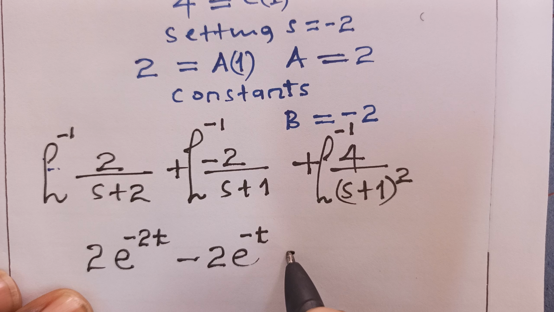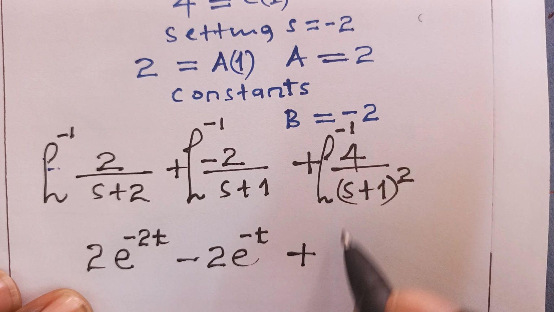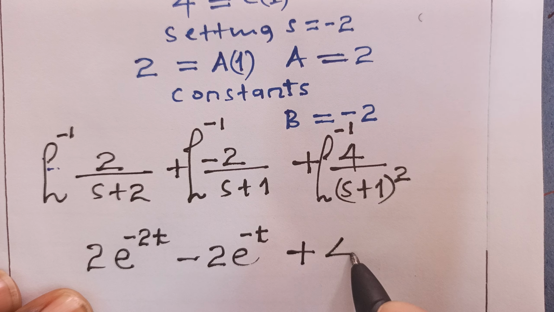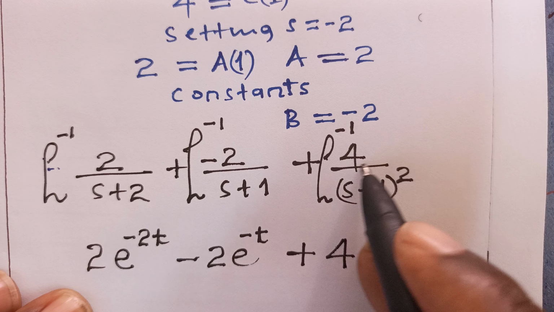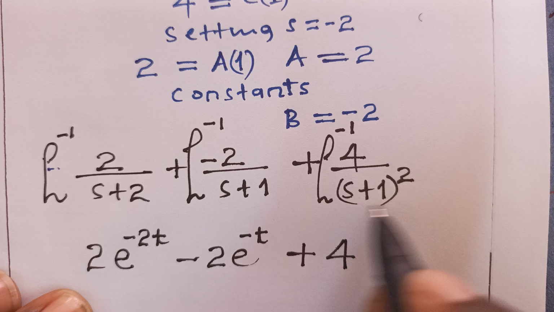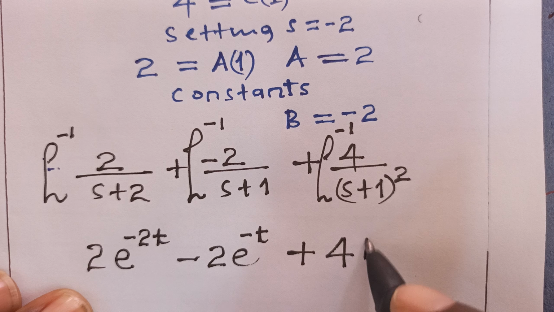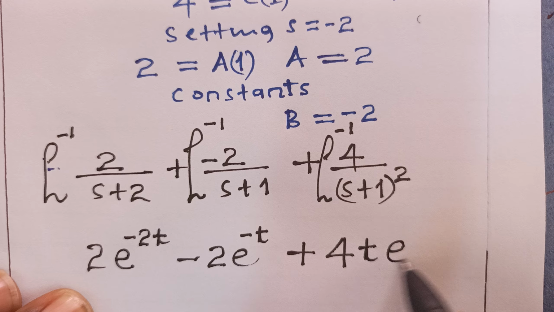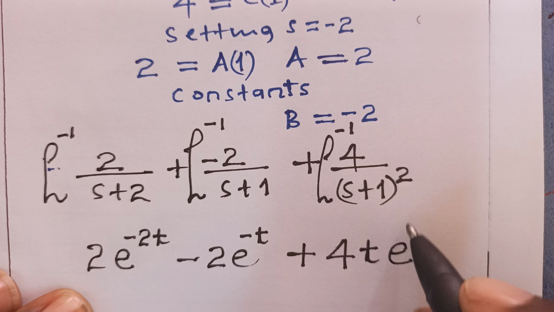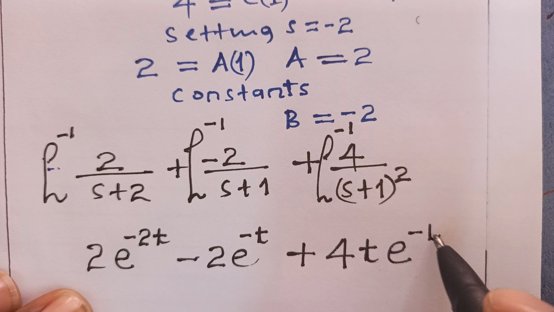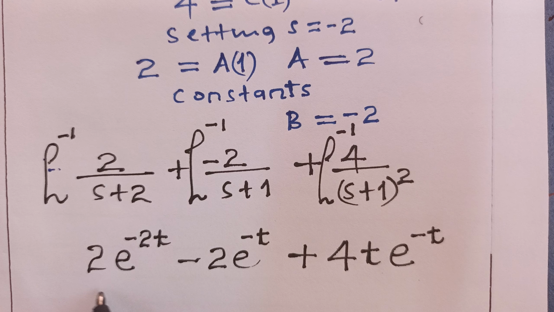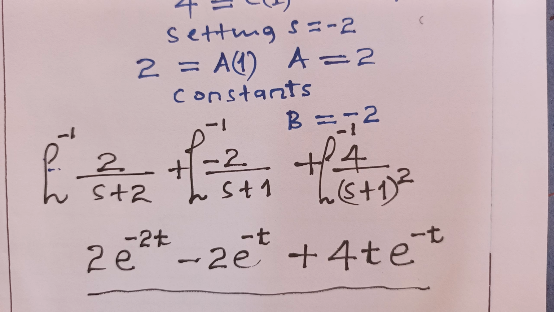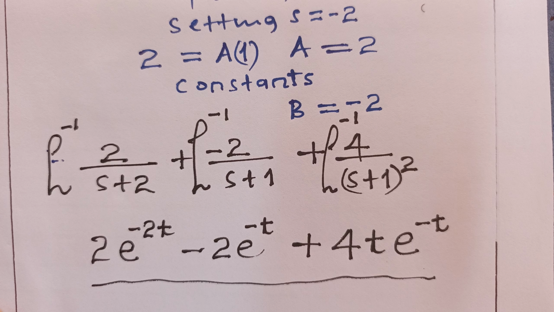Now plus, here we have another function. First of all, we put the constant. And when we have a function like this, with the square, we write t first, and then we write e raised to, just like the one of s plus 1, -t. And so guys, this is our inverse Laplace transform. And thank you for listening to me. Bye.